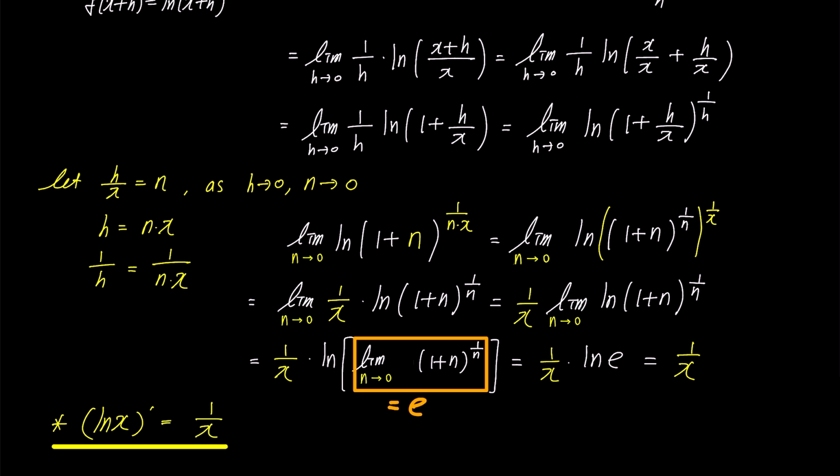Today, we have demonstrated why the derivative of the natural logarithm of x is 1 over x, using the limit definition of the derivative and the first principle. Now you can use the proven result to find the derivative of logarithmic functions.